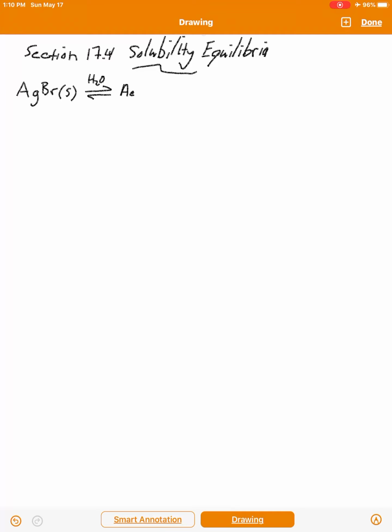So you get silver ion and bromide. Okay, and the KSP is, I'm getting that from the table, it's 7.7 times 10 to the minus 13. And that would be equal to the concentration of silver ions times bromide ions, right? That's the product.